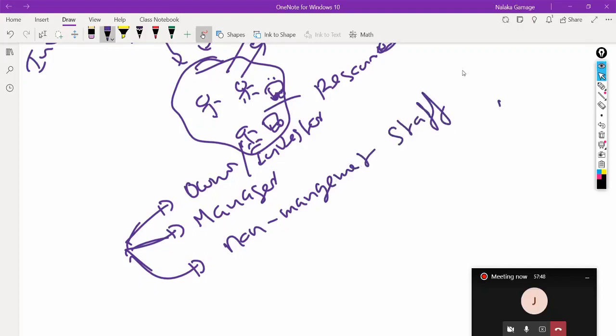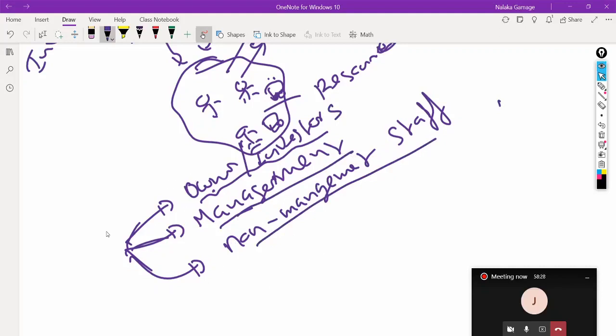Say you have a cashier, a computer operator, a clerk. That is non-management staff. You have a marketing executive. He's not a marketing manager, he's a marketing executive, so they are non-management staff. Owners or the investors; the management, not a manager but management, because you may have different types of managers like HR manager and finance manager; and the non-management staff. Those are the three types of people when it comes to human resources, the internal entities.